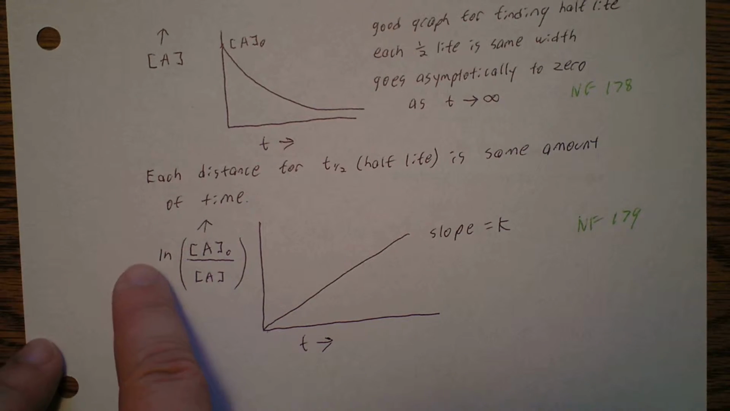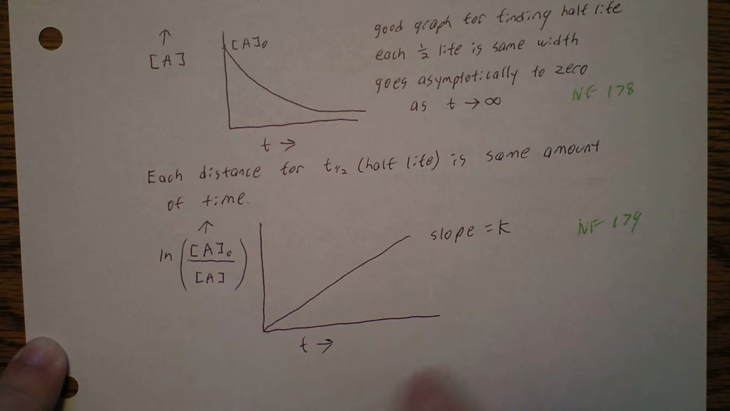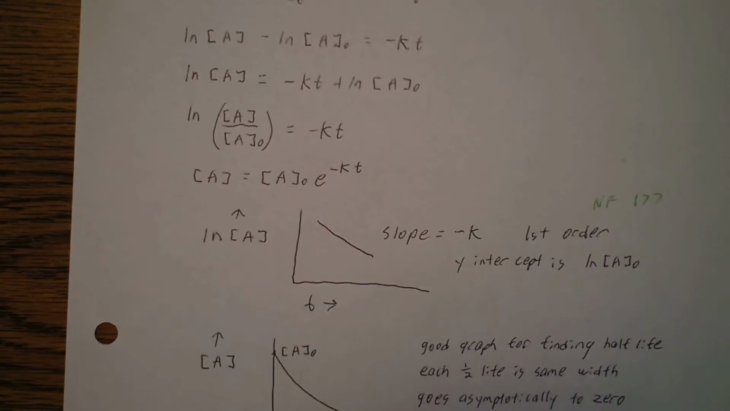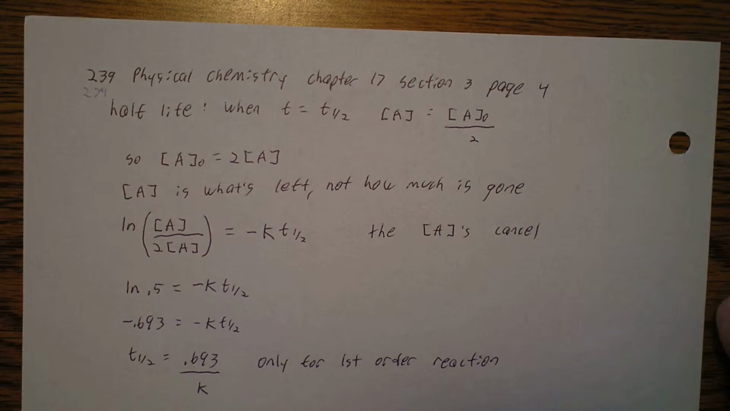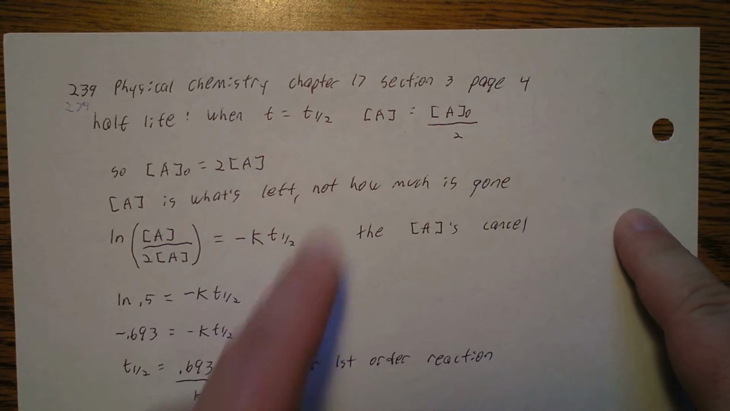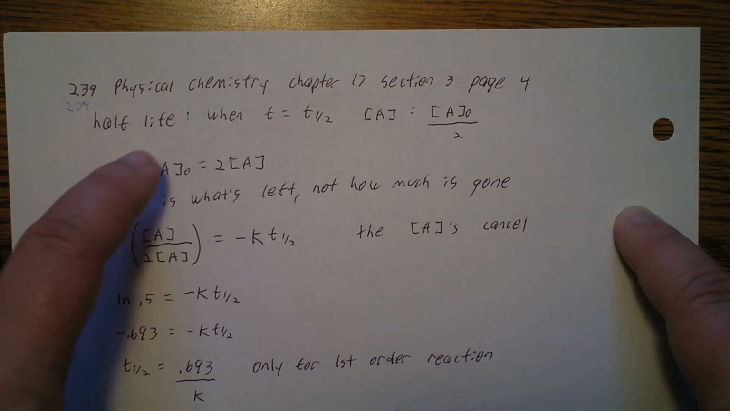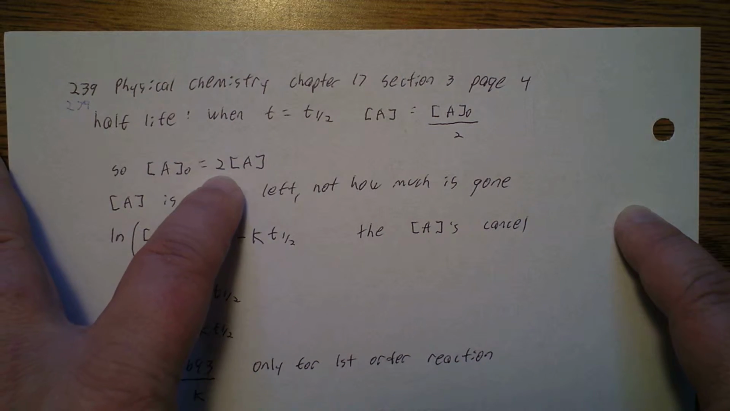So here's another graph. This is the natural log of A naught, the initial concentration of A, divided by A versus time. This comes out a nice straight line with a slope of k. So let's say that we want to find the half-life. So that's when t is equal to t 1/2. This is the symbol for a half-life. So that means the concentration of A is going to be equal to the initial concentration of A divided by 2. So we could say that for finding half-life, the initial concentration of A is equal to 2 times the concentration of A.